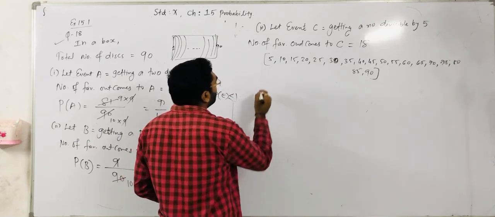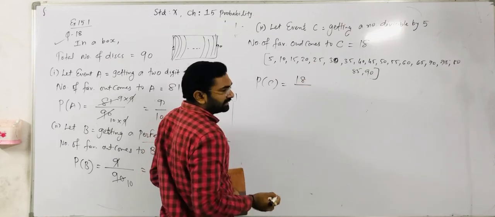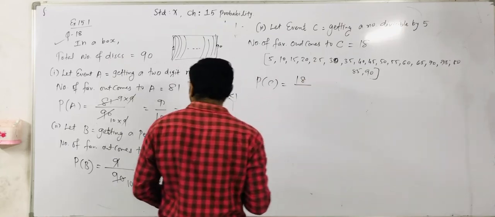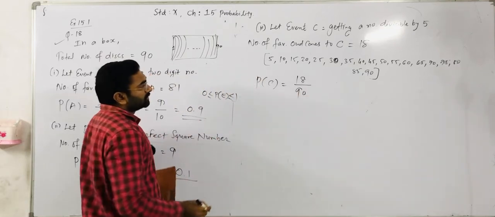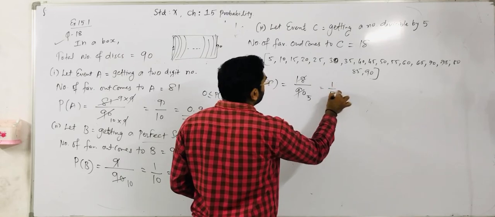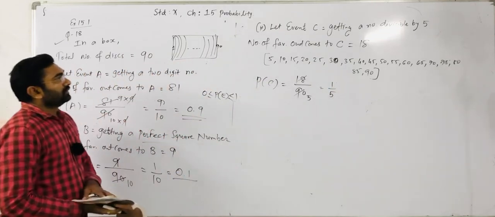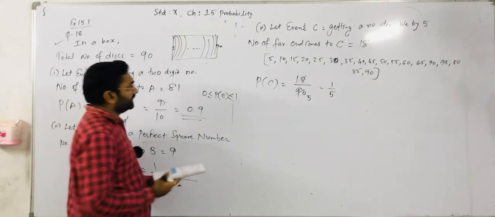Which are divisible by 5. So the probability of C is favorable outcomes 18 divided by total number of outcomes, which is 90. Right? So we get 1 by 5 as the probability of getting a number divisible by 5. Now the next question.